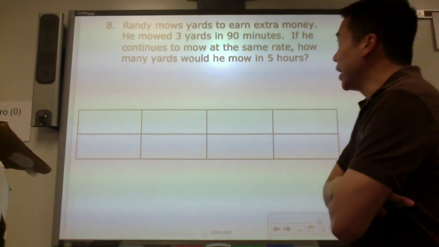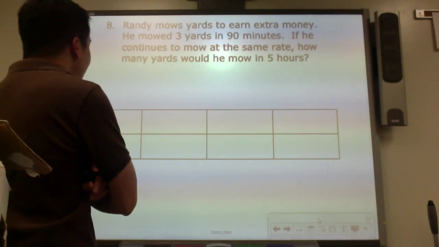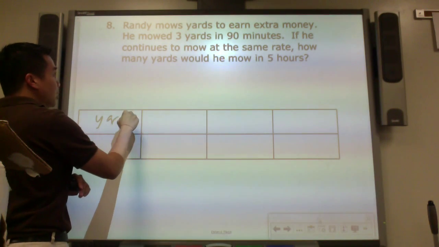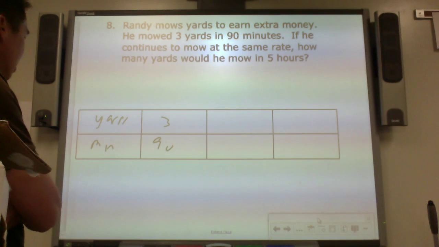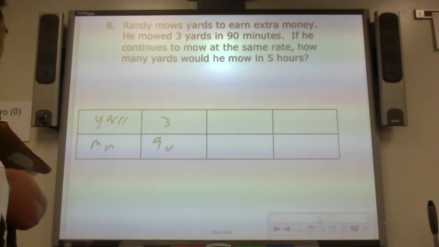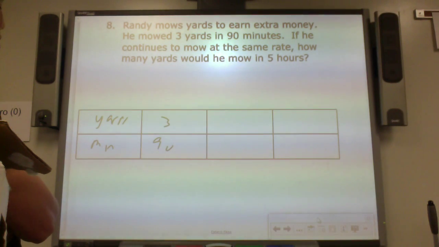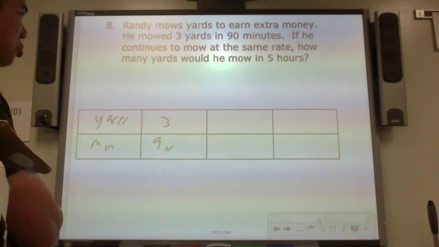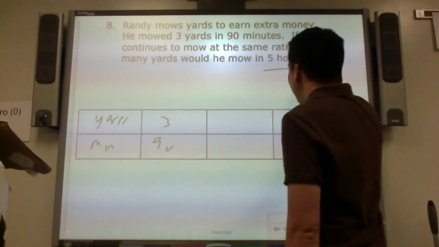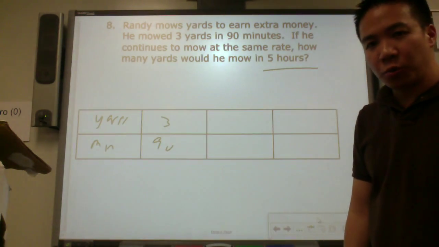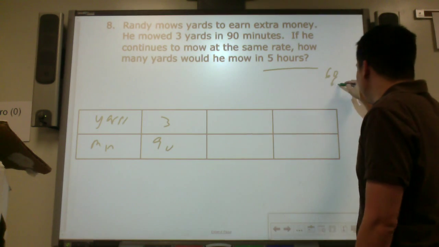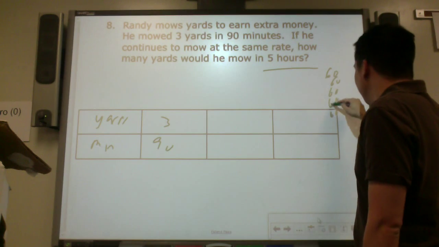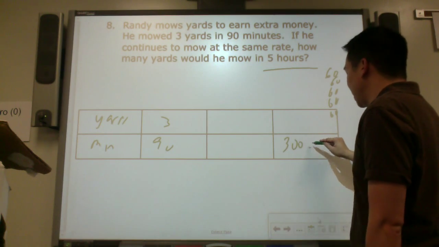Number 8. Randy mows yards to earn extra money. He mowed 3 yards in 90 minutes. So the rate is comparing two different types of units, yards and minutes. If he continues to mow at the same rate, how many yards could he mow in 5 hours? What is 5 hours equal to in minutes? 60 minutes make an hour. 60, 60, 60, 60, 60 is 300 minutes.